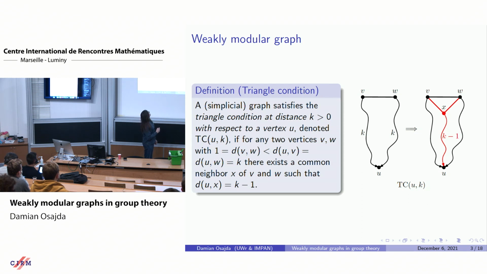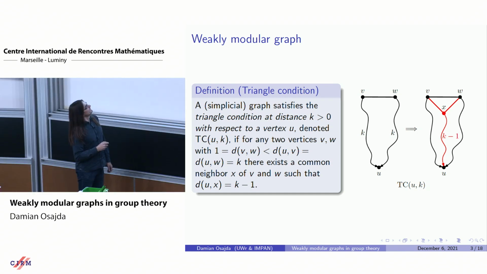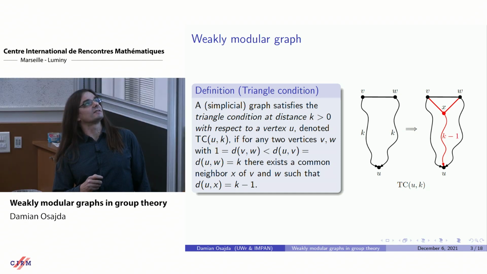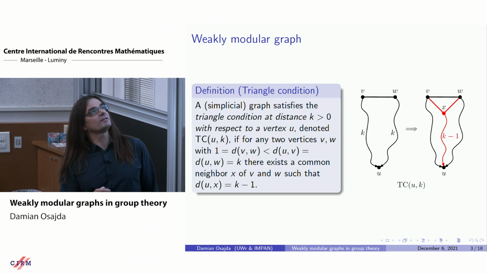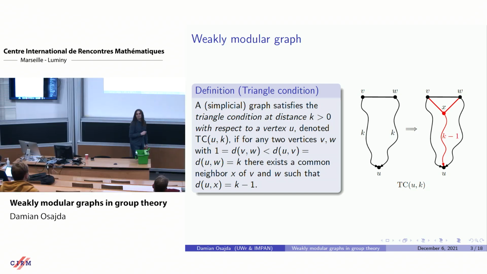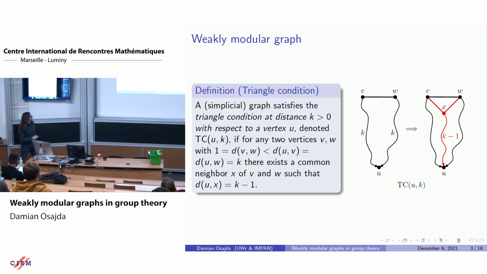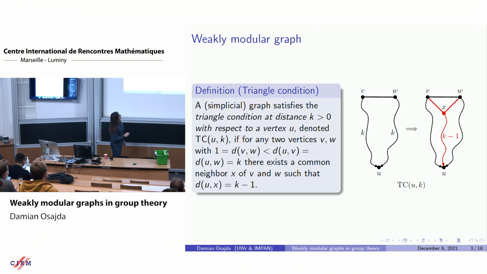It says this condition TC(U,K): U is just a vertex, K is a distance from this vertex. Those are pictures from this paper; Jeremy did them. So if you have two vertices joined by an edge, so adjacent vertices, equidistant, at distance K from U, both of them, then there exists a vertex which is adjacent to both of them and which is closer to U. This is the triangle condition with respect to vertex U at distance K. There can be many such vertices, but there is one. Feel free to interrupt anytime.